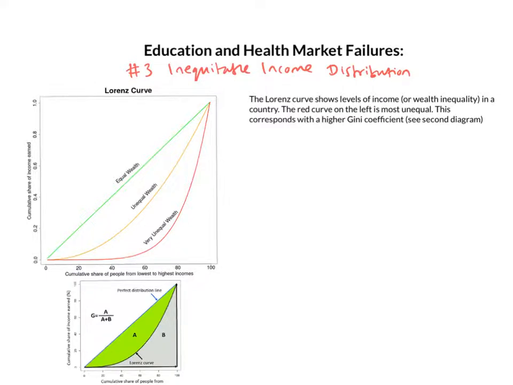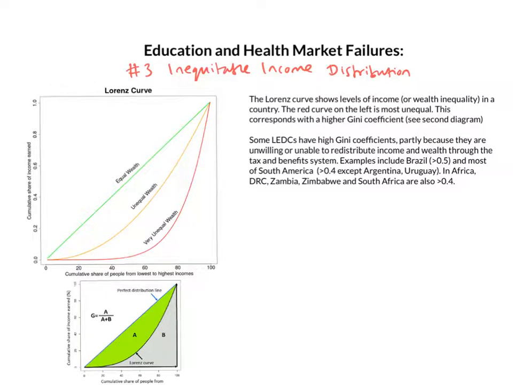The lower the Gini coefficient, the more equal the society. The higher Gini coefficient, the more unequal society. So this line here has a very high Gini coefficient, this has a lower one, and this has a Gini coefficient of 0. Not all LEDCs have high Gini coefficients, but some do.